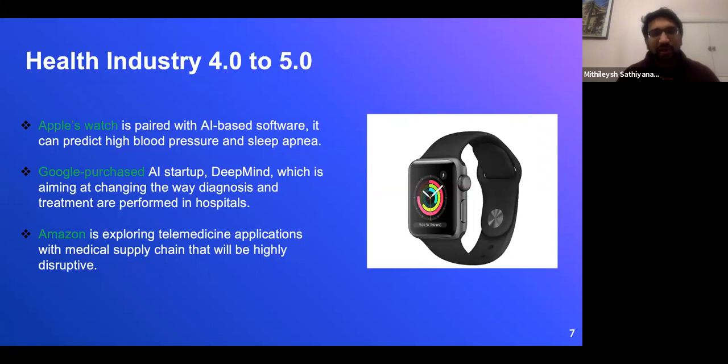It can be in hospital also. I guess it can be personalized, and the person can use it at home as well. I think they are still working on it. Amazon is trying to work on telemedicine applications and also medical supply chains. And I am sure these are going to be highly disruptive in the coming years.